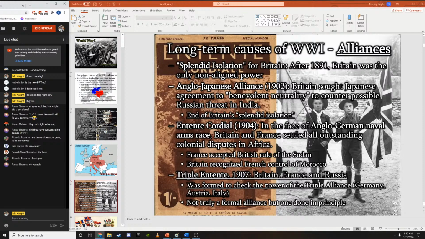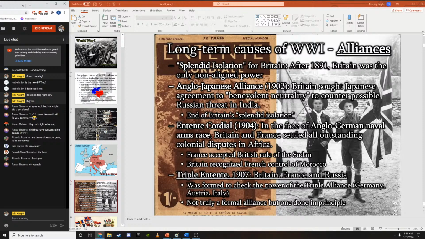The British becoming more isolated is a concerning matter to me, precisely because of World War I history. It's not good when nations become nationalistic and isolationist. It usually spells disaster. But after 1891, Britain was the only non-aligned power.